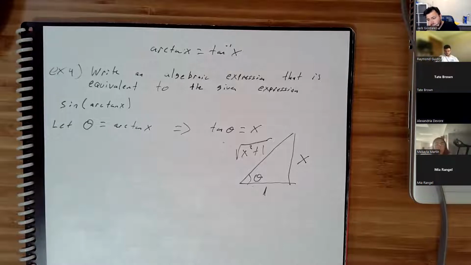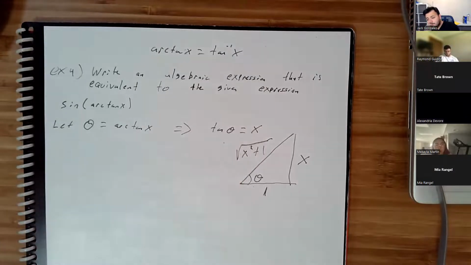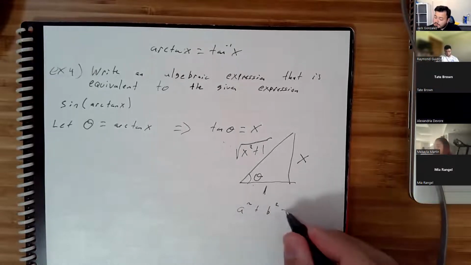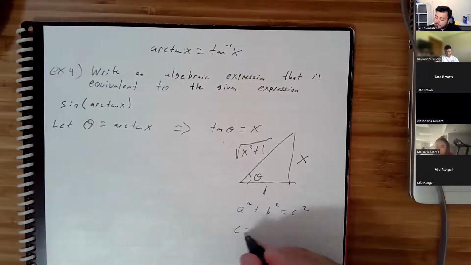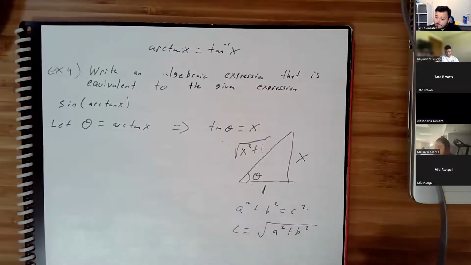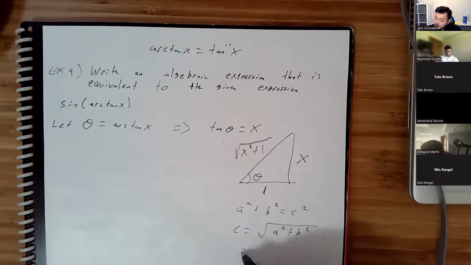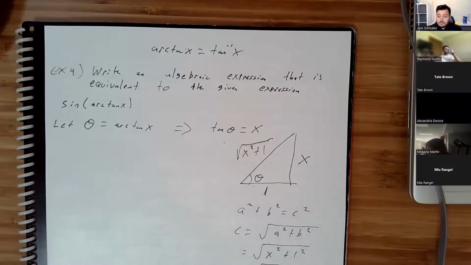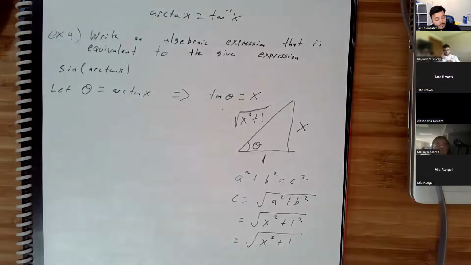Is that okay? Do you see how we got the hypotenuse? Don't forget that a squared plus b squared equals c squared. So that means that c is equal to the square root of a squared plus b squared. In our case, we have x squared plus 1 squared, which is the hypotenuse, right? This part I didn't show.